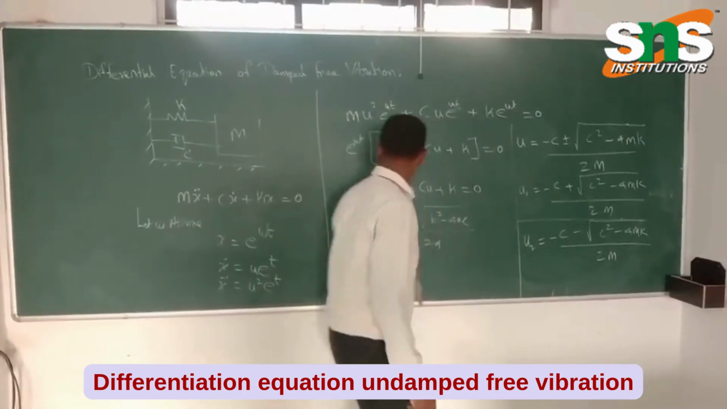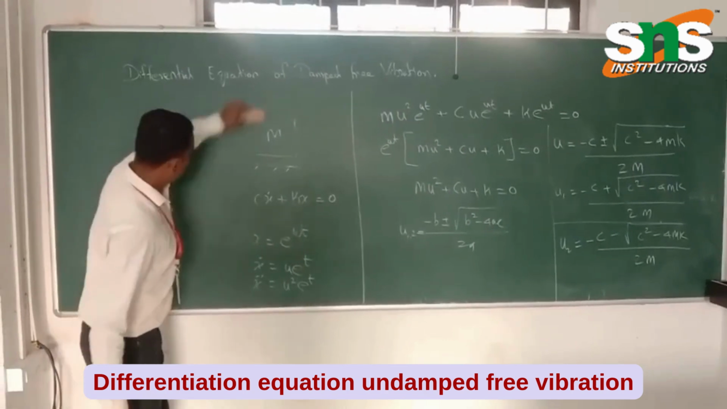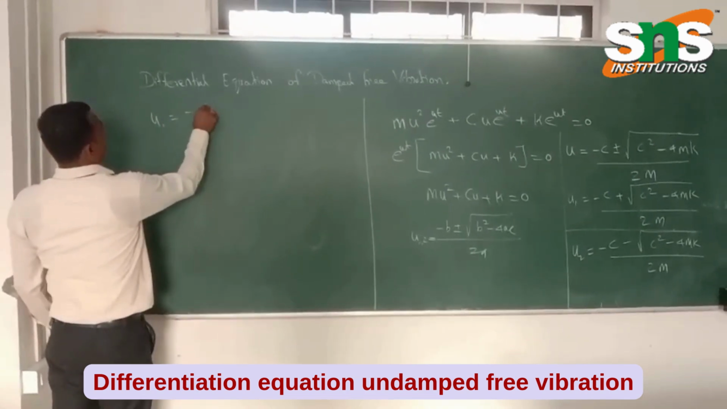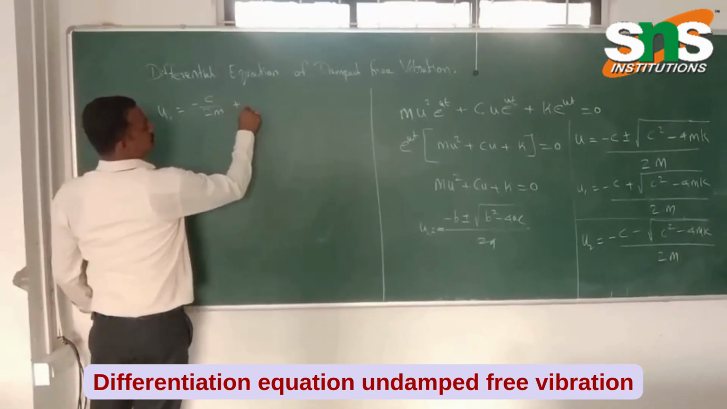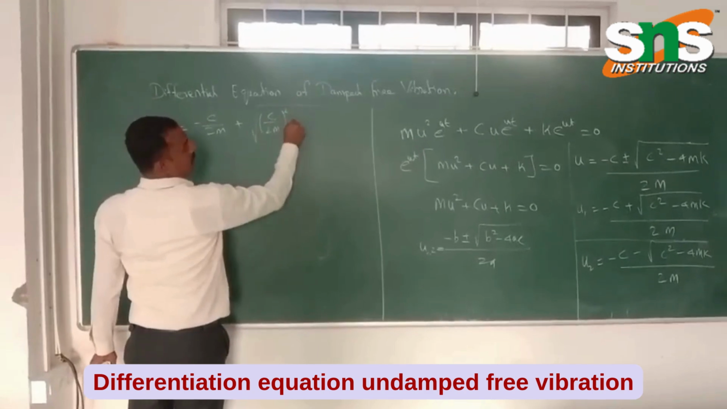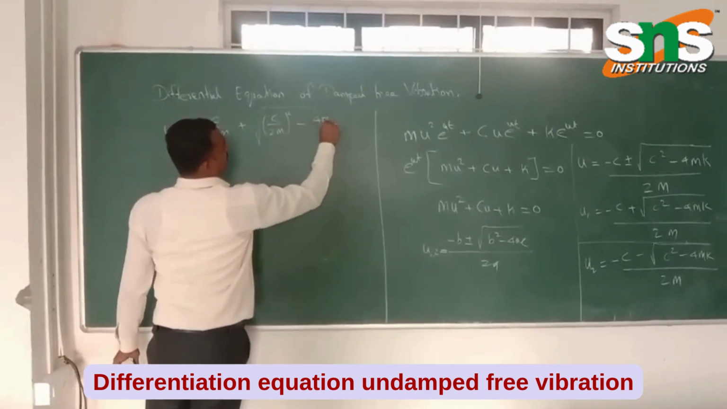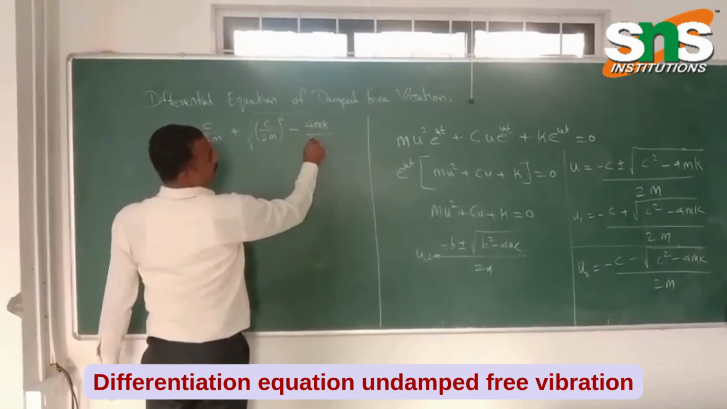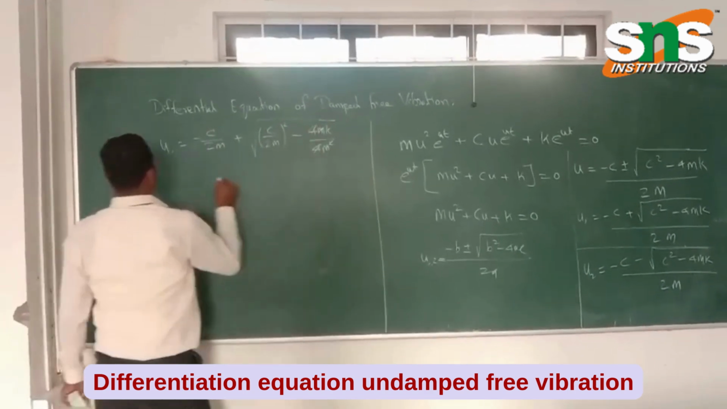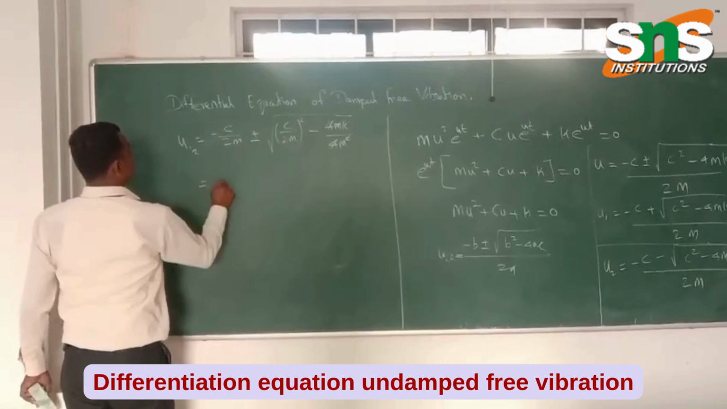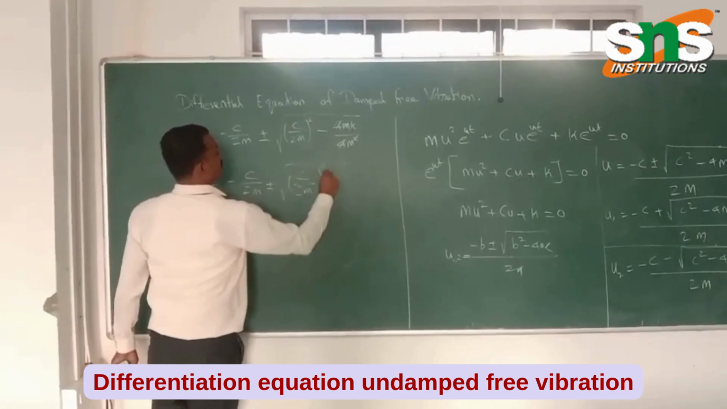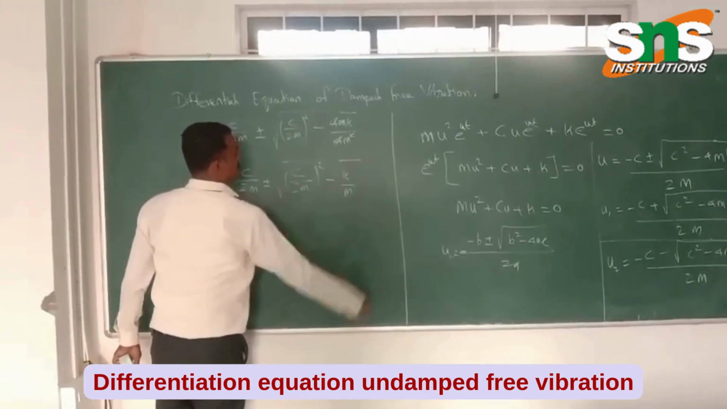Rewriting this equation, u1 will be minus c by 2m plus root of c by 2m the whole square minus 4mk by 4m square. So the 4 cancels and we will get k by m. So u will be minus c by 2m plus or minus root of c by 2m the whole square minus k by m. So this is the solution we are getting.